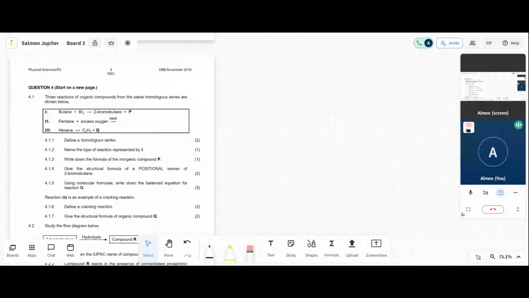4.1.3, write down the formula of the inorganic compound P. Again, you're going to have to learn what the reactants are in these reactions and what products are formed. You need to know all the products that are formed. You need to know the catalysts. You need to know the reaction conditions. Is heat needed? Is a specific type of catalyst needed? What reactants give me what products? Again, heavy studying, heavy memorization to be able to do well in this section.